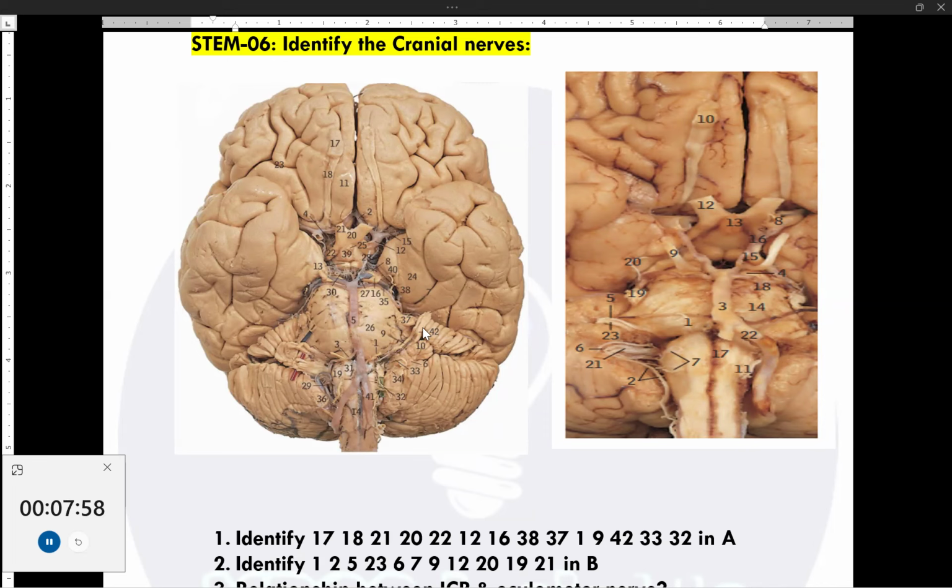So acoustic neuroma occurs here. The trigeminal, facial, and vestibulocochlear nerves get compressed in case of acoustic neuroma. This is also called CP angle tumor. Okay, so now tell me, what next? What is number 38?